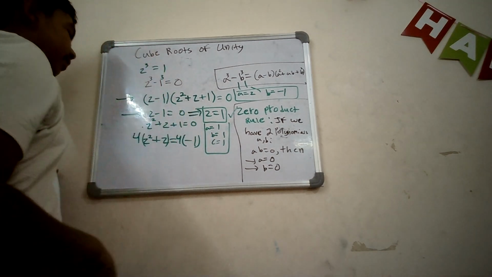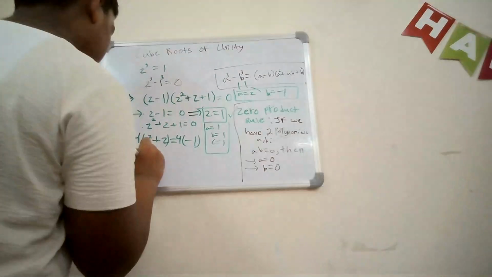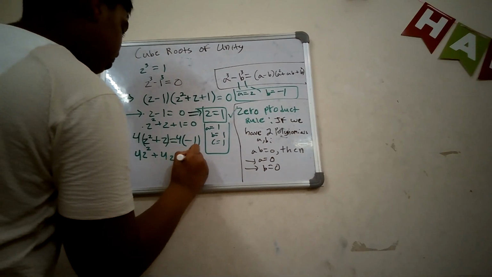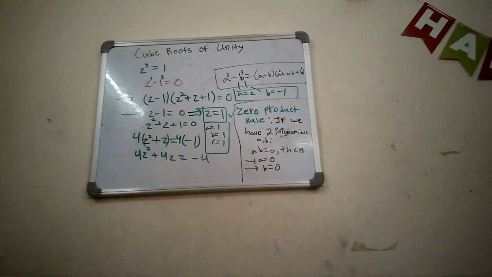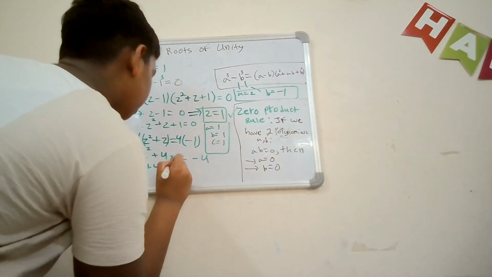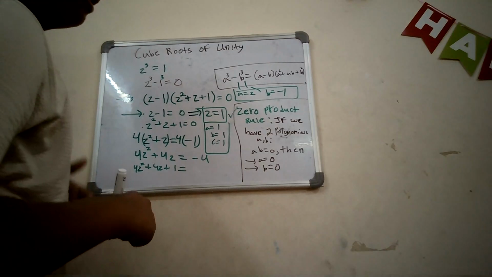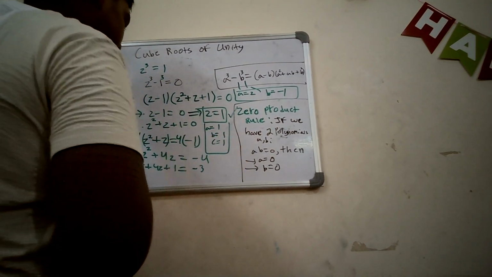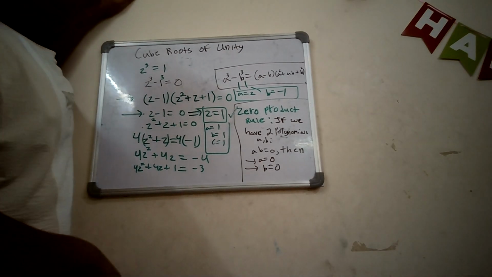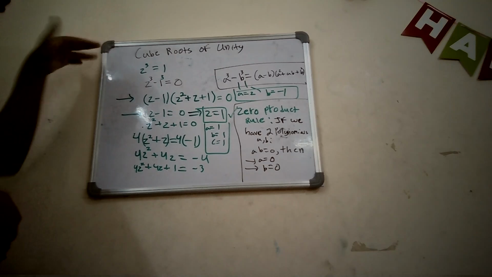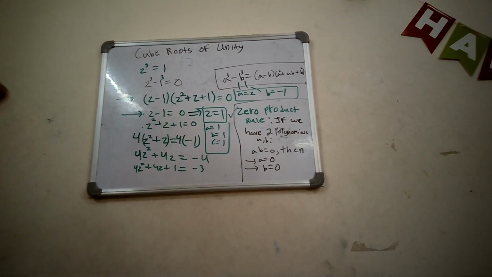Then we get 4z squared plus 4z equals -4. After this, we're gonna add b squared, which is 1, to both sides. So we're gonna get 4z squared plus 4z plus 1 equals -4 plus 1, you get -3. Now what I want to do is, we can factor this, because there's another formula coming to mind.